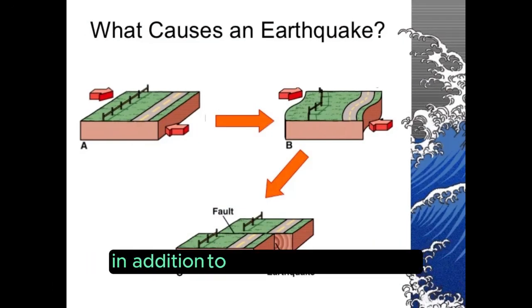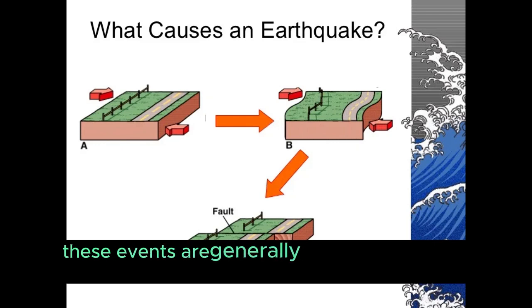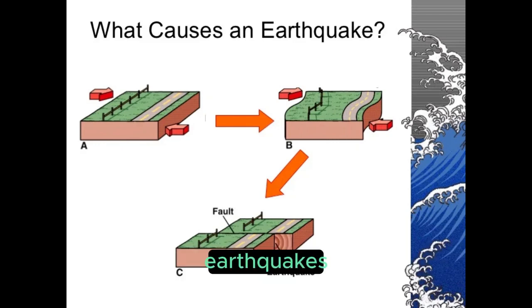In addition to tectonic earthquakes, other types of seismic events can occur, such as those induced by human activities like hydraulic fracturing or the disposal of wastewater. However, these events are generally less powerful than tectonic earthquakes.